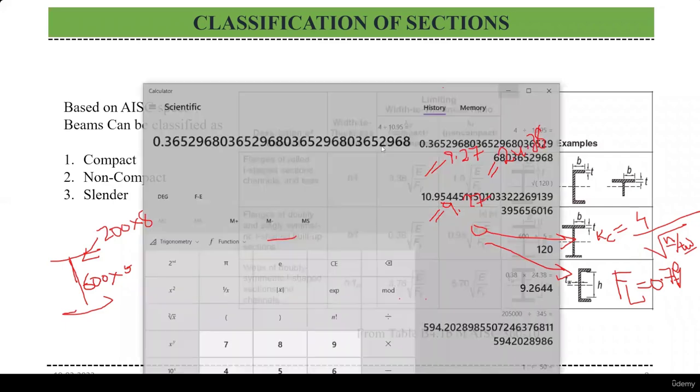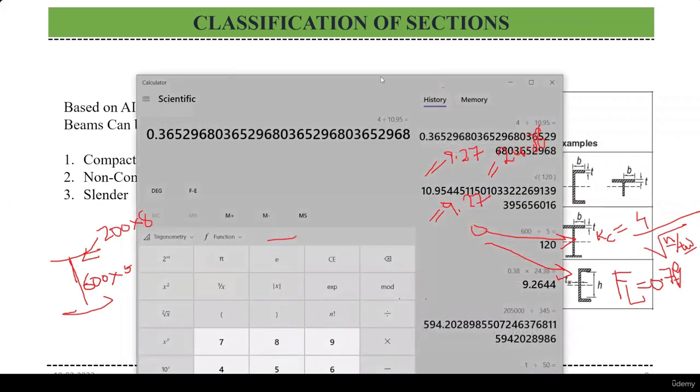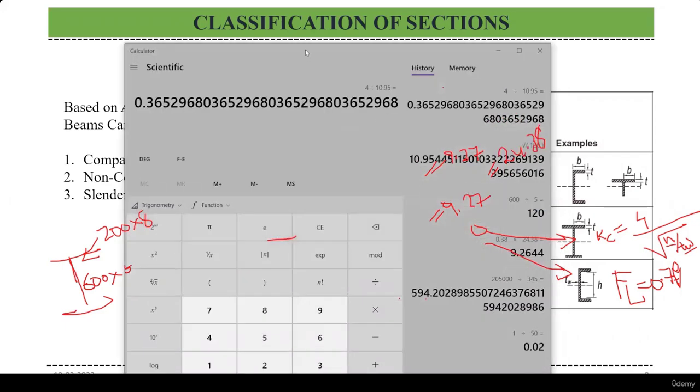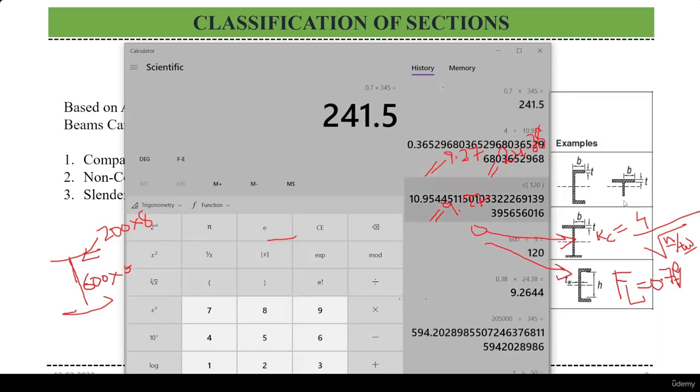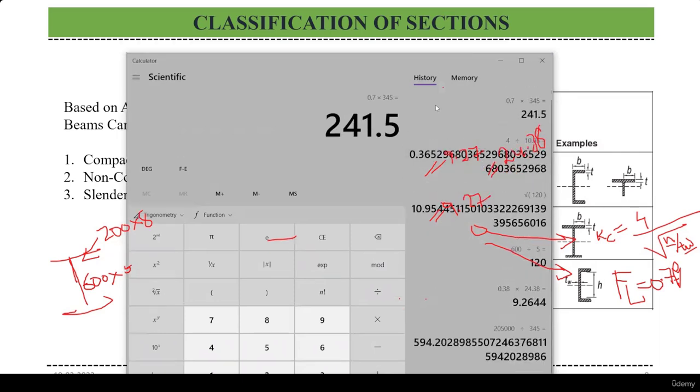So 0.7 of Fy. I'm going to use a grade 345 steel here, so Fy is 345. 0.7 into 345 gives you 241.5.